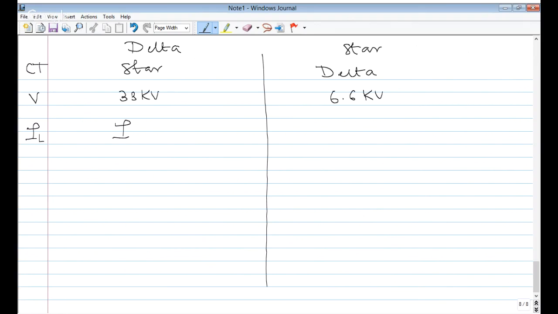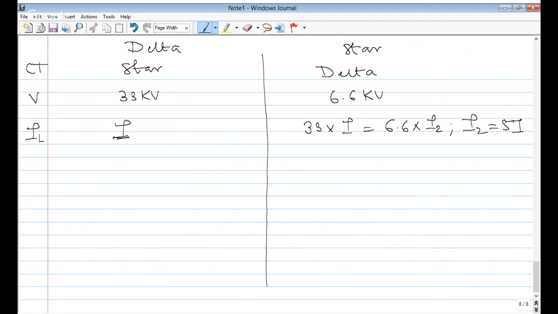So line current, if it is I here, so how much will it be here? As we know, VI should remain same. So 33 into I should be 6.6 into I2, which means I2 is equal to 5I, because power should remain same on both the sides, that is VI should remain same. Okay, so now we have line current.